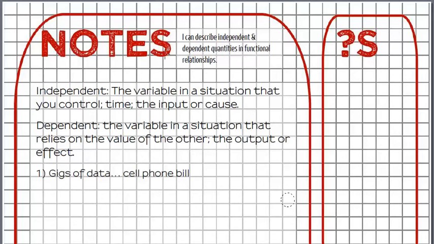Our learning target for this is 1A1. I can describe independent and dependent quantities in functional relationships. In a minute we're going to look at two of the mathematical words in that learning target, independent and dependent, but first I want to talk about how this should work.